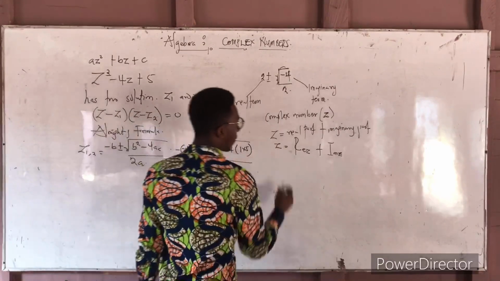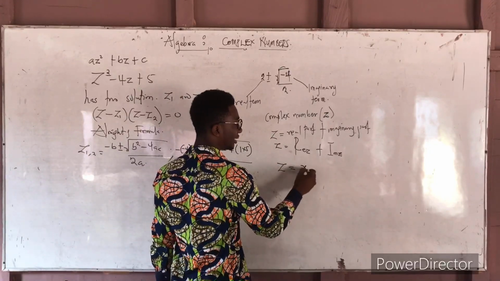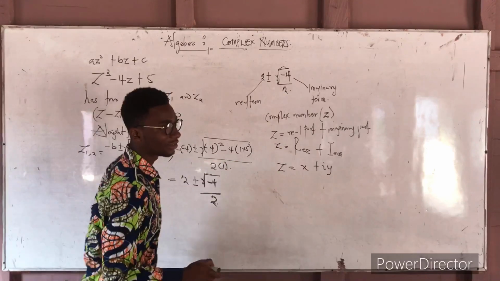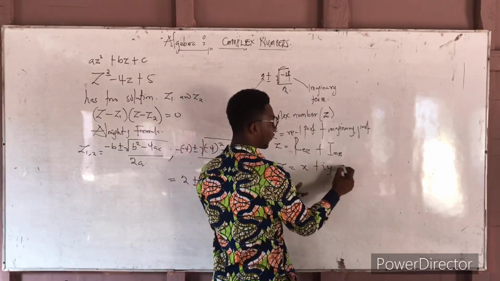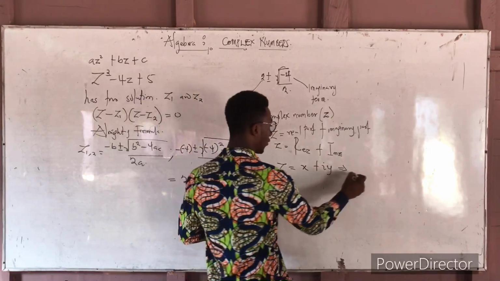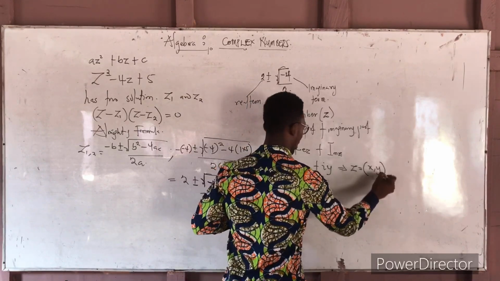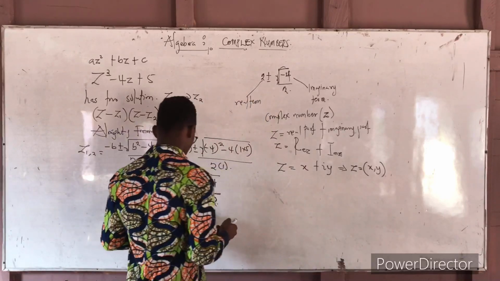So a complex number is simply the real part x plus iy, x plus iy. Now if you want to write this in its compacted form, in component notation, then we can say the complex number z is equal to (x, y). The complex number z is equal to (x, y).